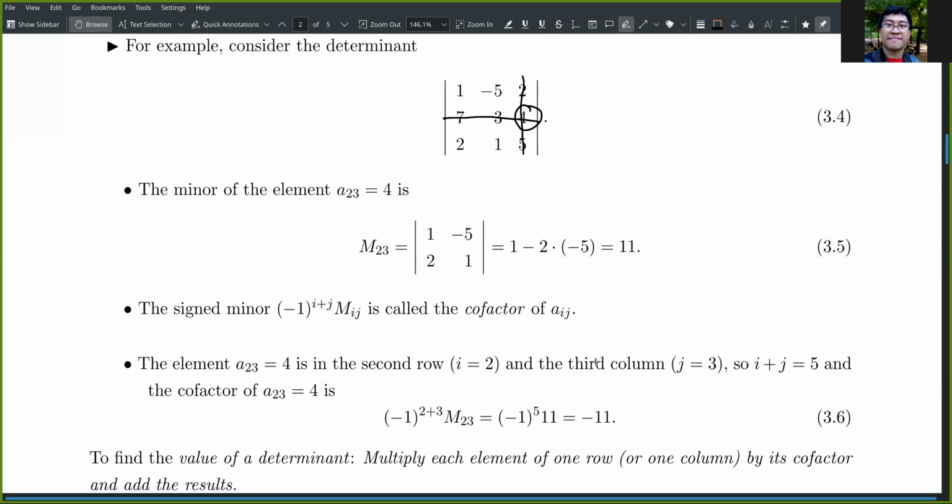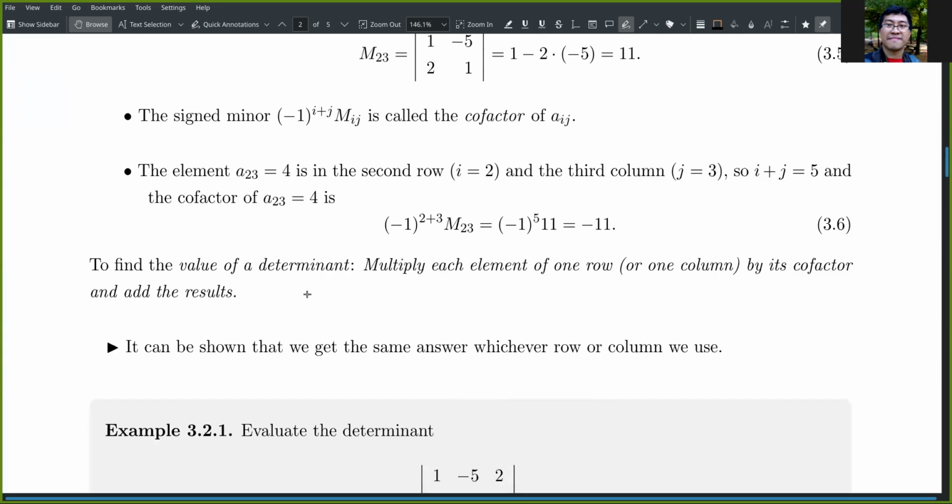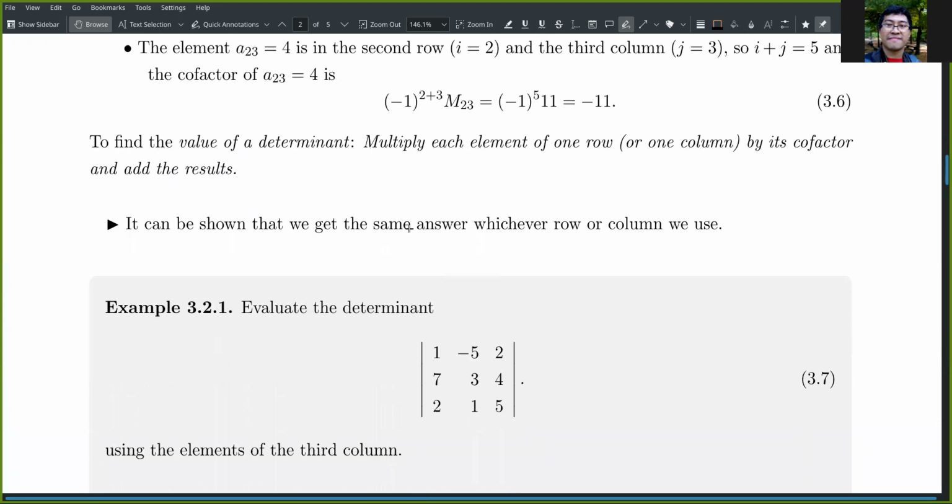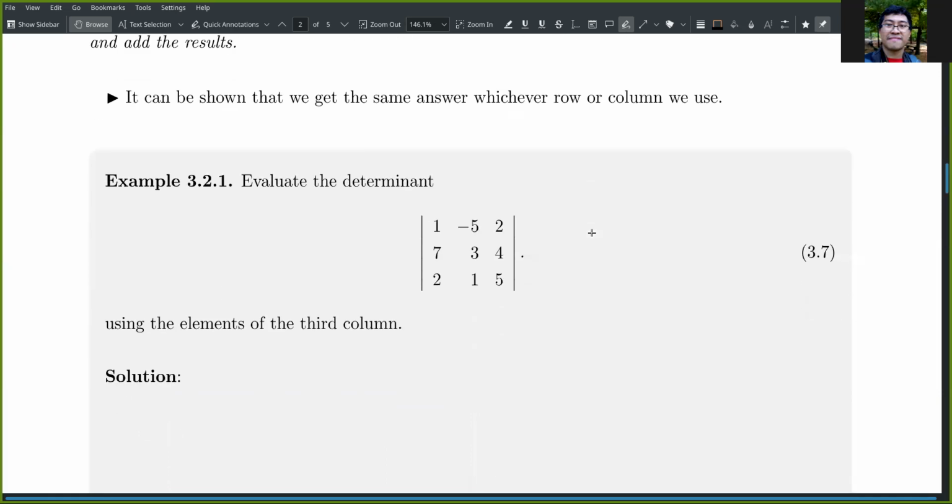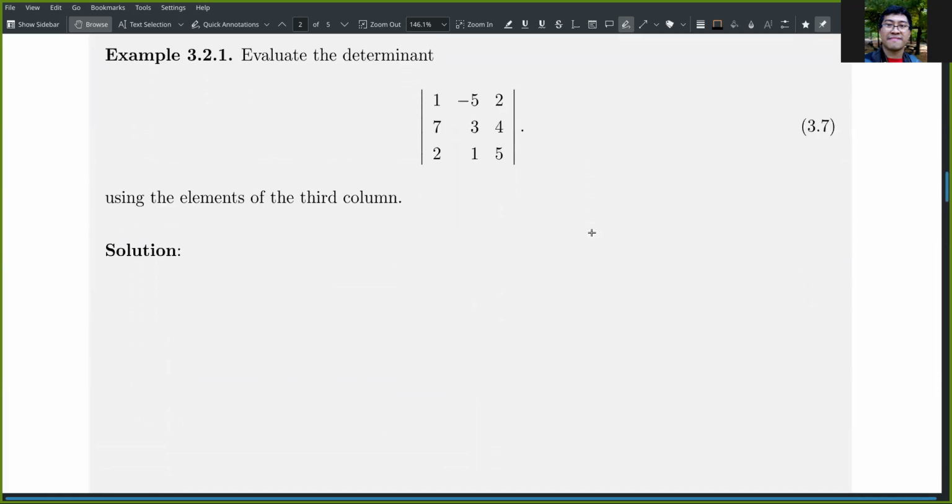that's minus 11. To find the value of the determinant, we multiply each element of one row or column by its cofactor and add the results. And it can be shown that we get the same answer whichever row or column we use. For example, you evaluate the determinant of this using the elements of the third column. So if you write 1, minus 5, 2, 7, 3, 4, 2, 1, 5, we take the determinant that's equal to, so we use the third column.